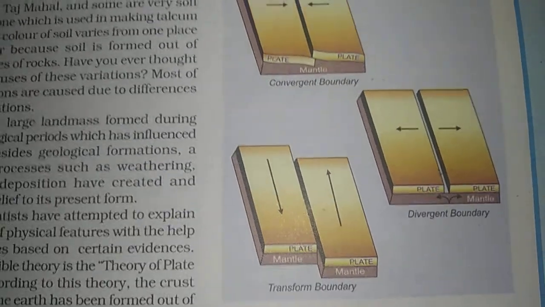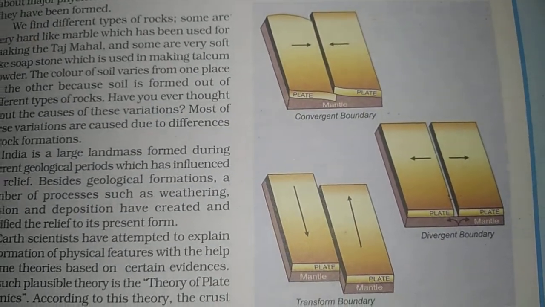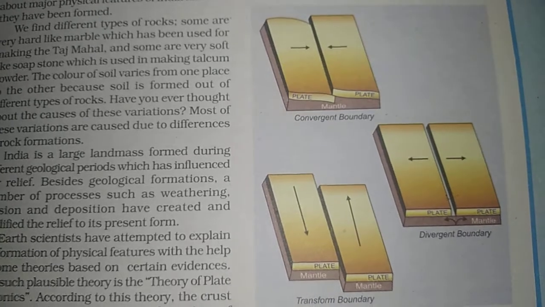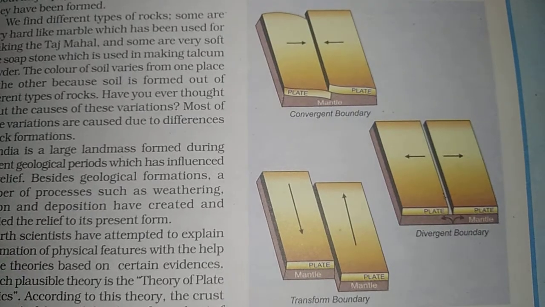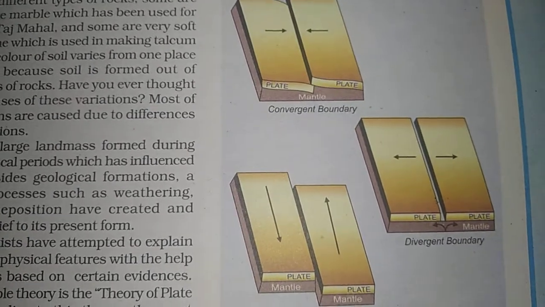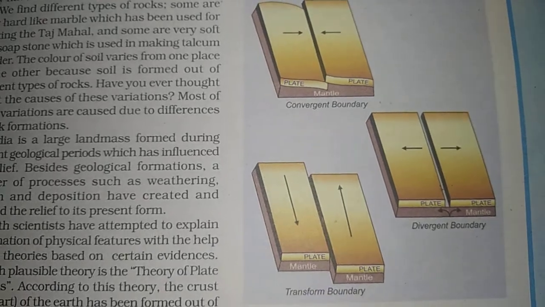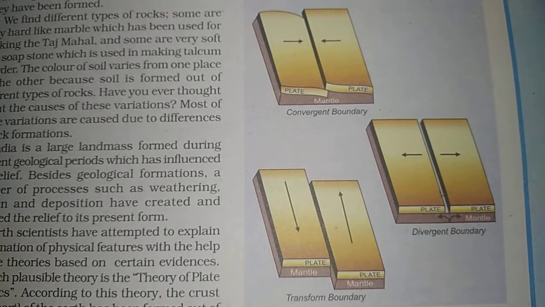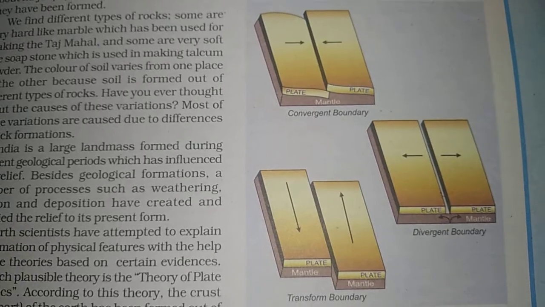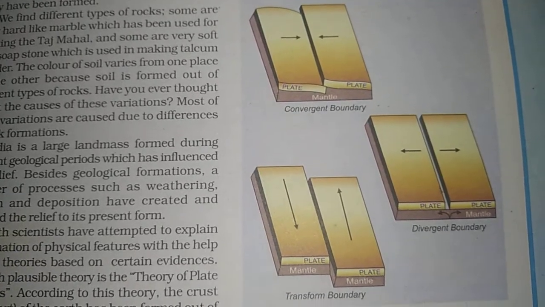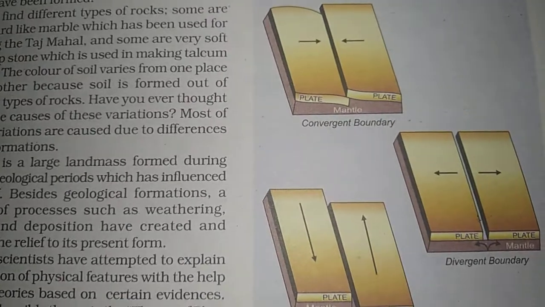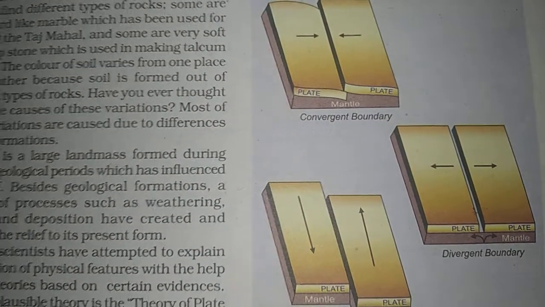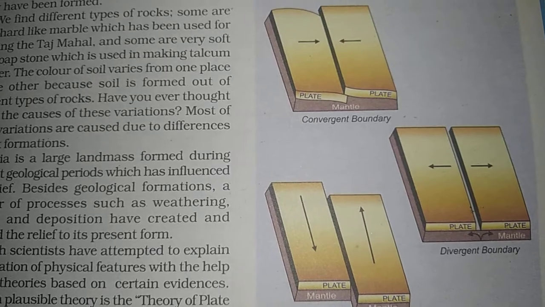The movement of the plates along with processes such as weathering, erosion and deposition have changed the position and size of the continents over millions of years and are also responsible for the evolution of the present landform features of India. The oldest landmass, that is the peninsular part of India, was a part of Gondwana land. So the question comes here: what is Gondwana land?